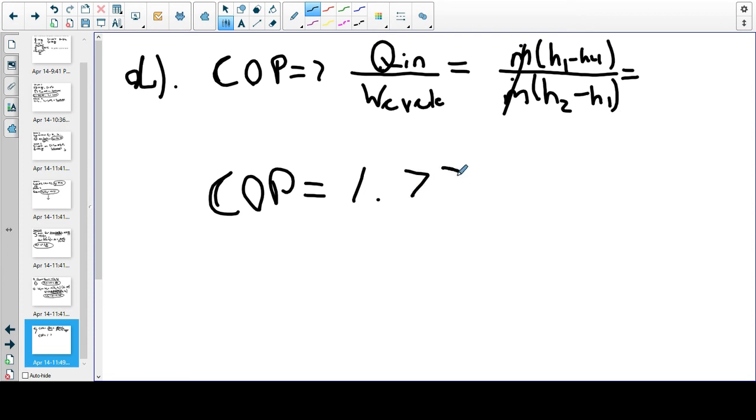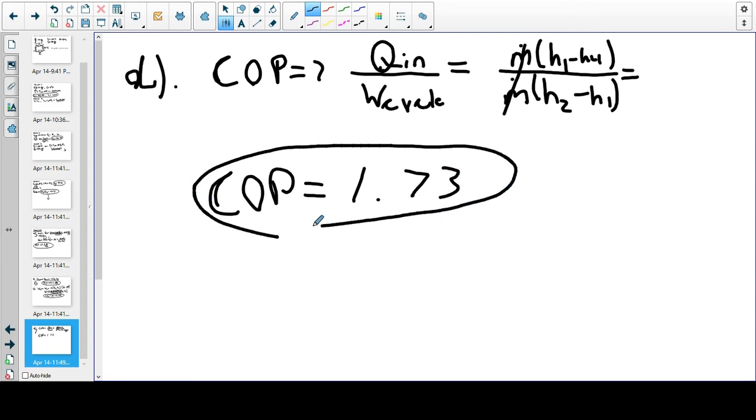And yeah, I had to rethink here. I was like, let's use some more space. And so, COP to be 1.73.